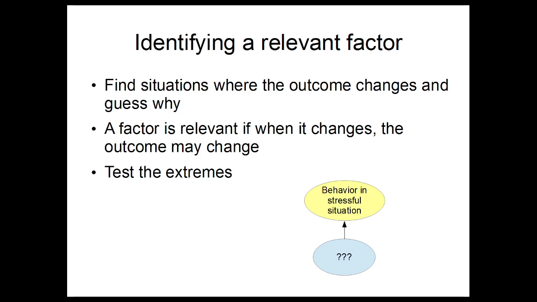What caused the change? And then if you think you've found a factor, the easiest way to test if it is actually relevant is to test the extremes. In the extreme cases, that's when you're going to see the difference most clearly. So when you're at this stage and all you need to do is identify if something is relevant or not, then you want to test the extremes so it's easier to see if it actually matters.